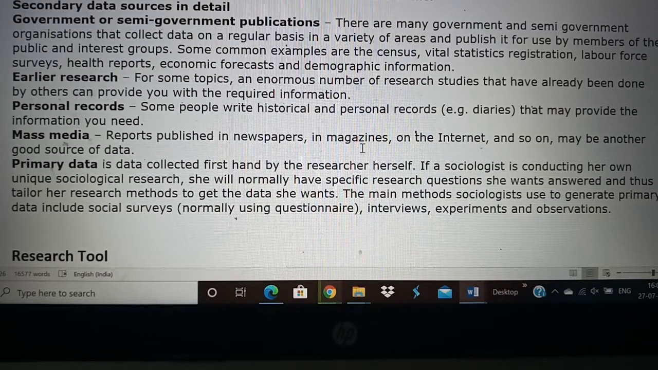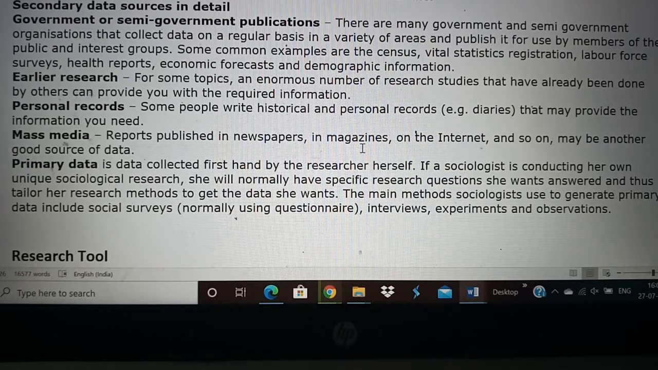Similarly, you can also get information during a literature review from previous research. Then you can get information from experts through their personal records. They would be maintaining records like diaries, so that is a source of information. And you can also get information on the internet, in newspapers, magazines. So these are called mass media. All these are sources of secondary data which can be used for research, but you have to ensure that you cite or give credit to the people from whom you have obtained the data.